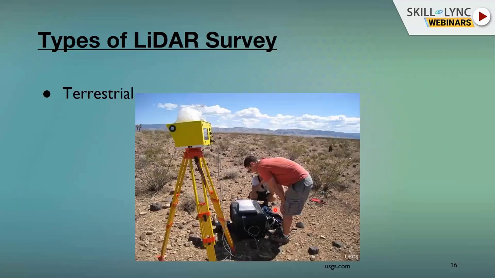Now you can see that for terrestrial LiDAR survey, people mount the laser scanner on a tripod. The data is captured in 360 degrees horizontal and 270 degrees vertical. You can easily relate these three survey methods: airborne LiDAR, mobile LiDAR and terrestrial LiDAR, and how the data is going to be visualized.